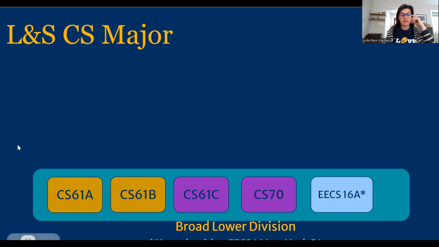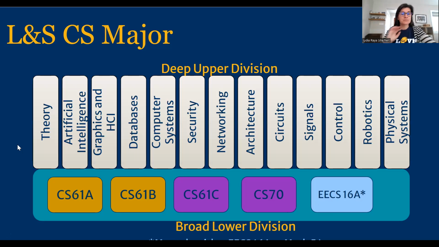So that's going to be your lower division. And transfer students are usually finishing these anywhere in their 1st or 2nd semester, depending on what you're coming to Berkeley with, having already finished. And then we get to the deep upper division. So the lower division is going to be really broad, covering lots of topics for CS. And then upper division is going to be more specific into areas of CS.